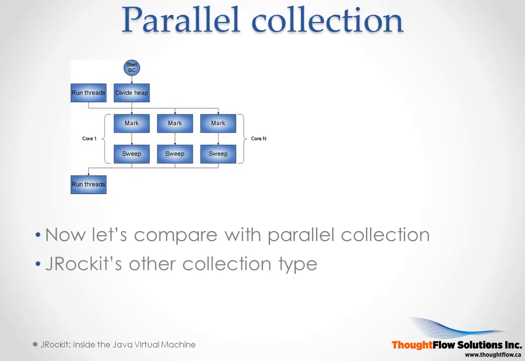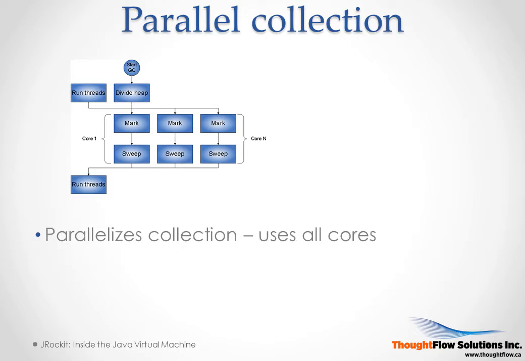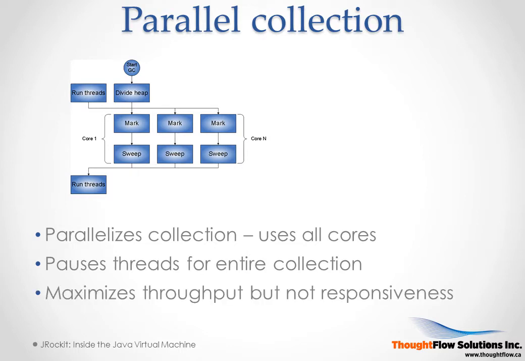This is JRockit's other collection type. It's slightly different. We have a separation of tasks. The parallel collector will separate the heap and assign certain steps, the mark and sweep, to as many cores as are available. So the collection here is parallelized, which means it's run in parallel and uses all the cores, as many as there are available. Of course, this means that the threads are paused for the entire collection.